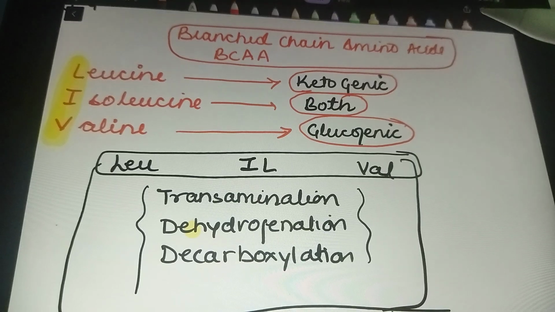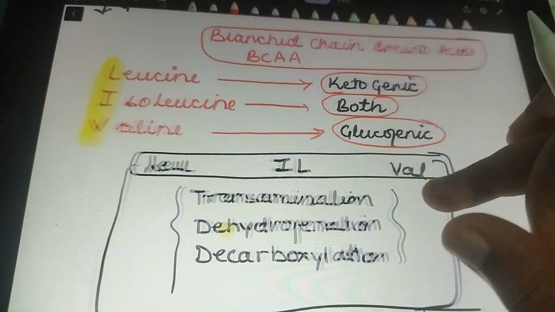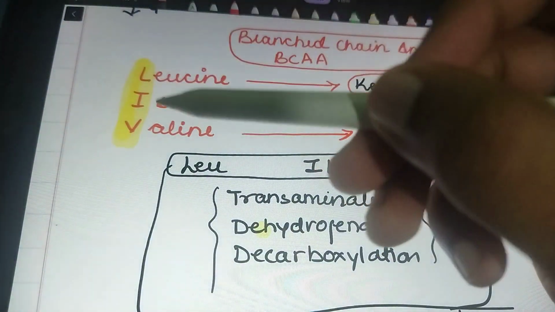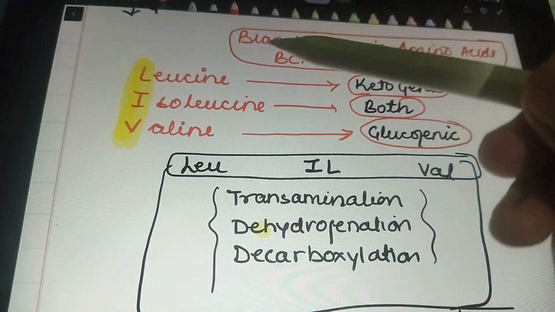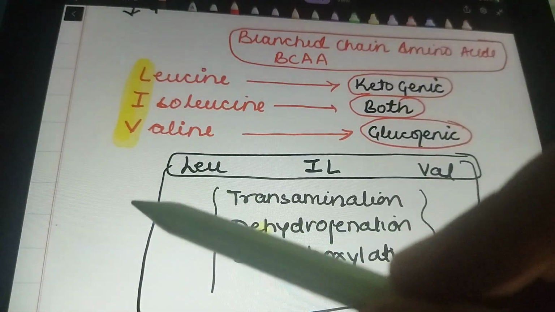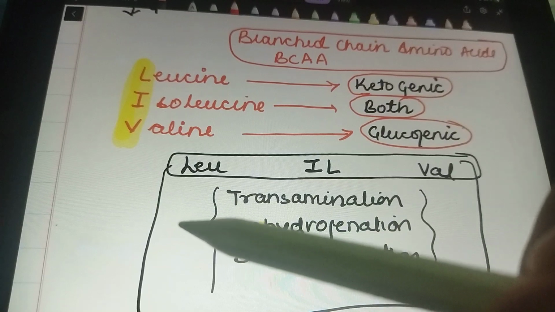In this part, we are talking about branched chain amino acids. Branched chain amino acids are those amino acids that contain branches in them. Mainly three amino acids are branched, and we have a code for them: LIV, "live." L is leucine, I is isoleucine, V is valine. So, these are the branched chain amino acids.